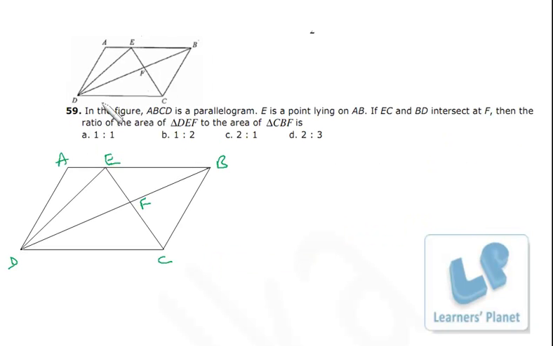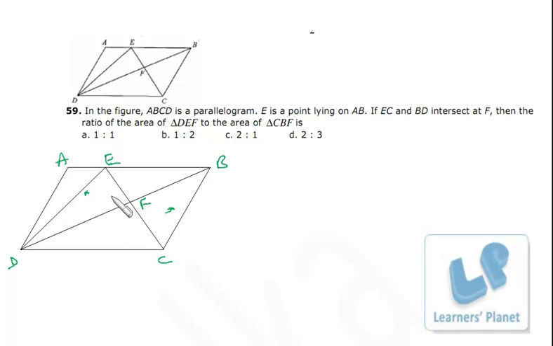Now let's see this one. In the figure, ABCD is a parallelogram. E is a point lying on AB. If EC and BD intersect at F, then find the ratio of the area of DEF to the area of CBF. DEF means the area of this triangle, and CBF, the area of this triangle.